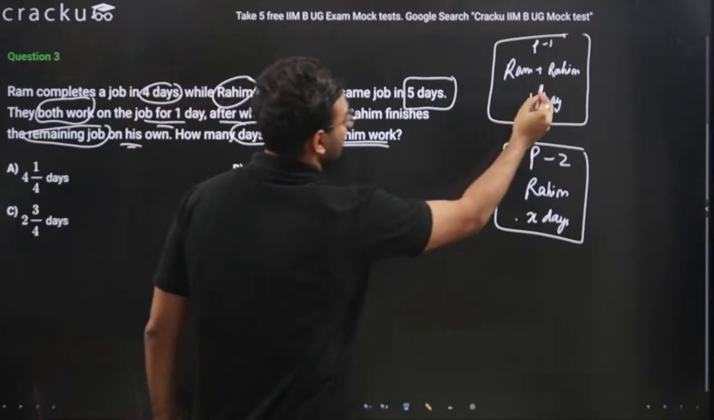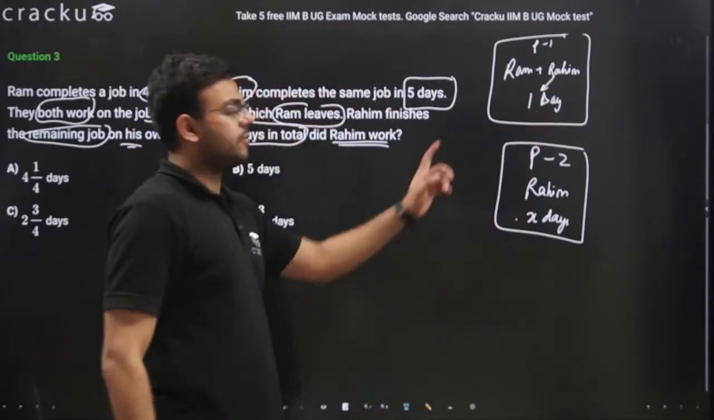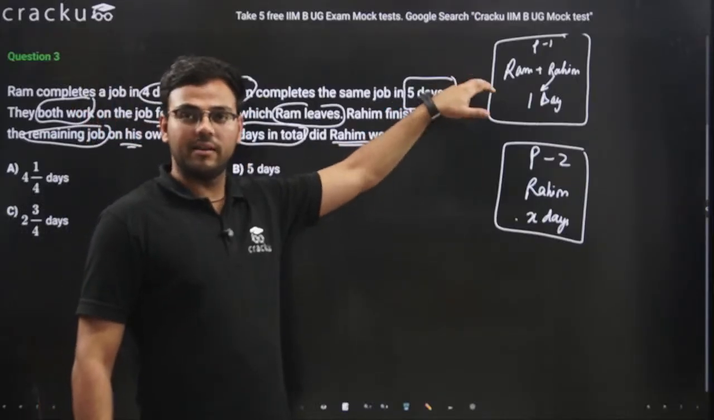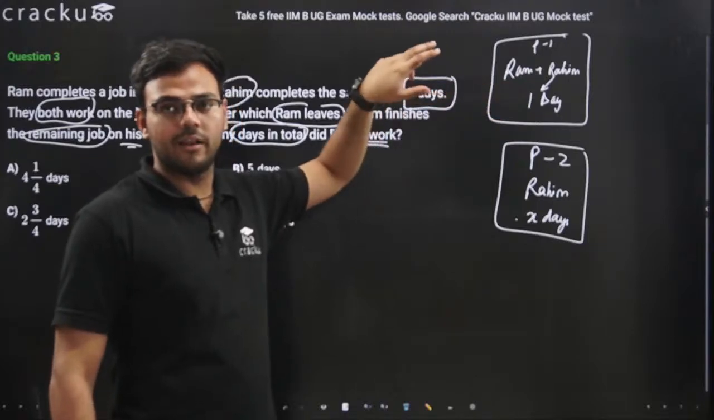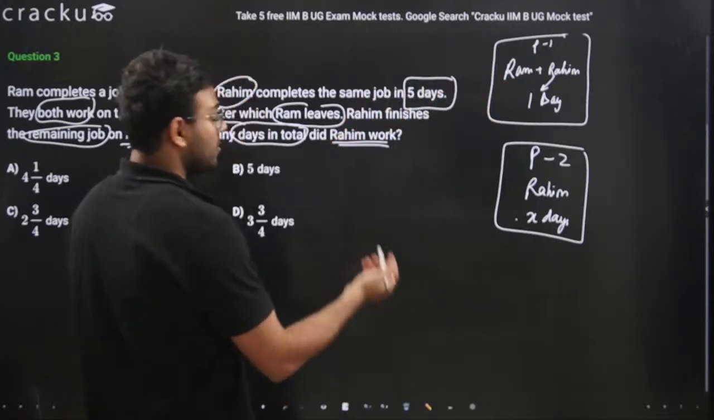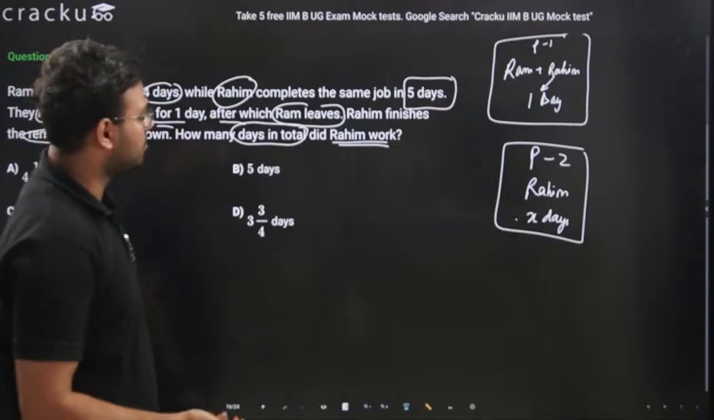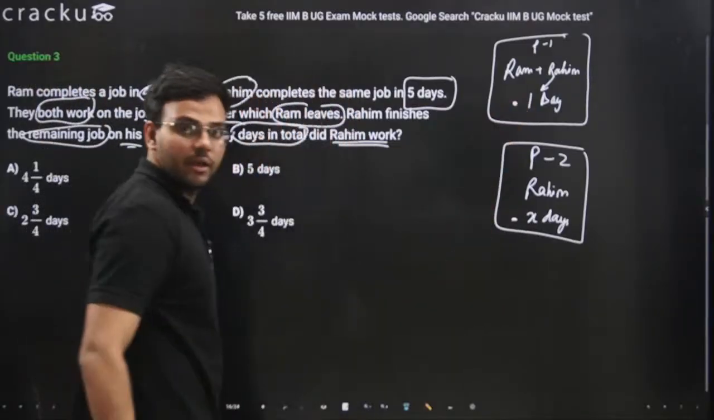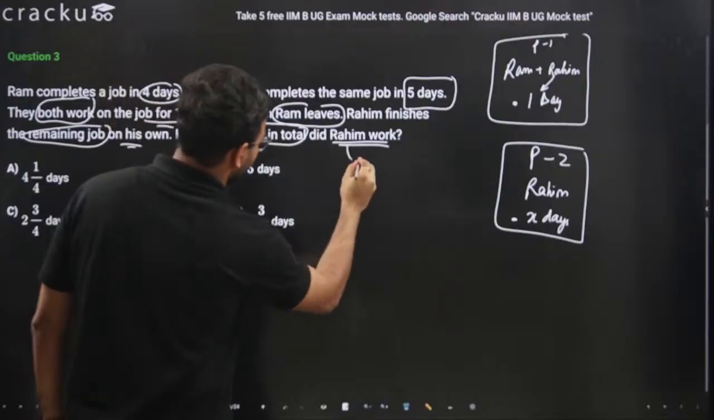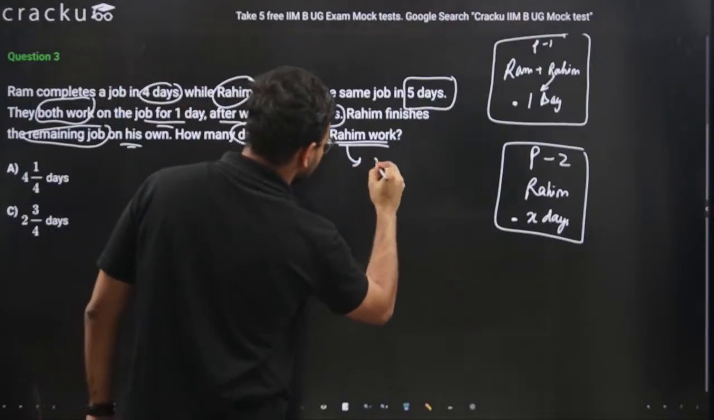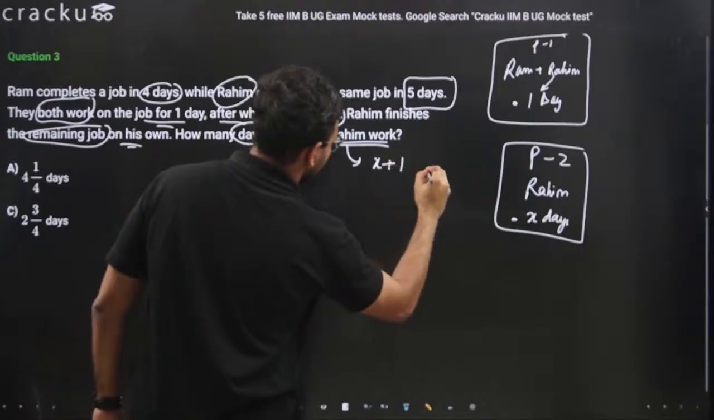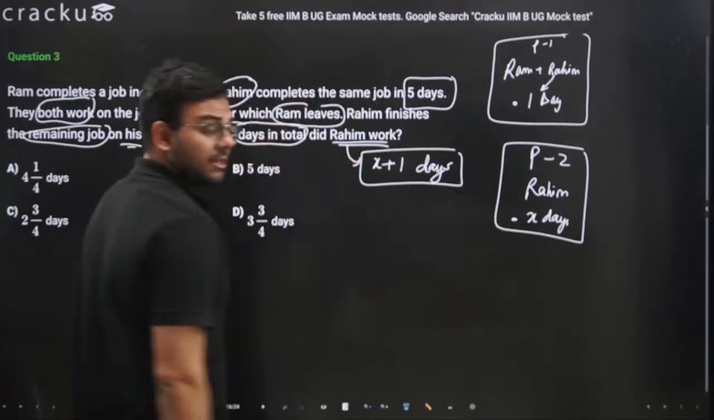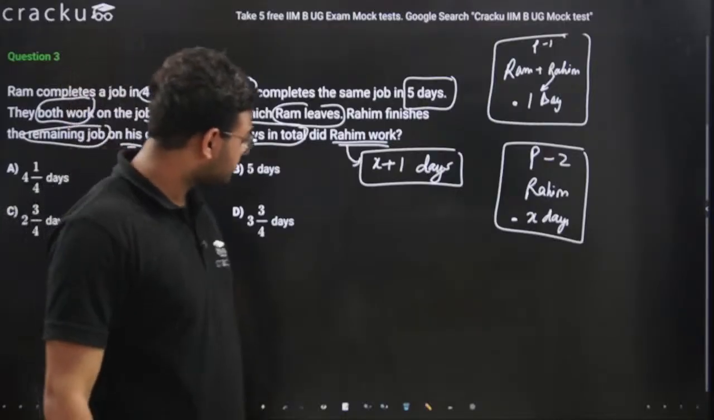As well as that, Rahim worked for 1 day in phase 1, when Ram and Rahim both were working. So what is the total number of days for which Rahim is working? It is these X days plus this 1 day. So Rahim is working for X plus 1 days.